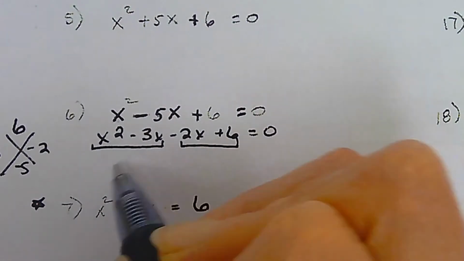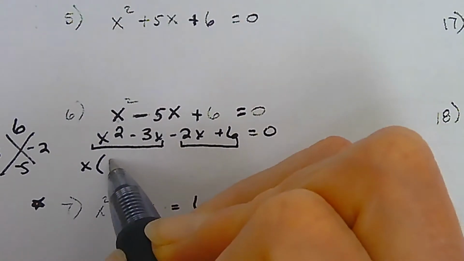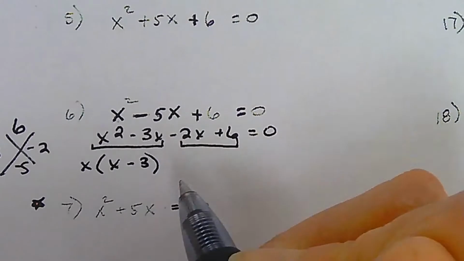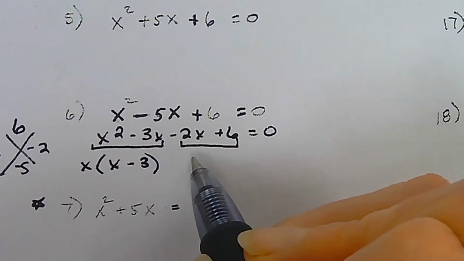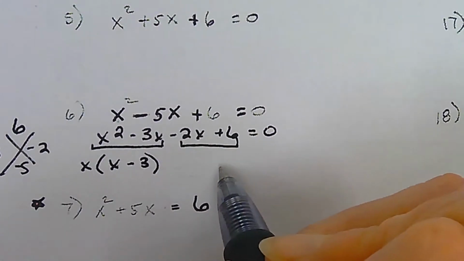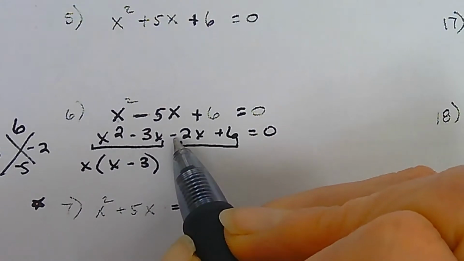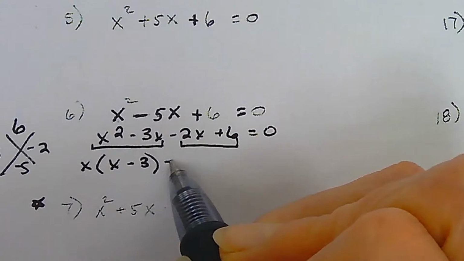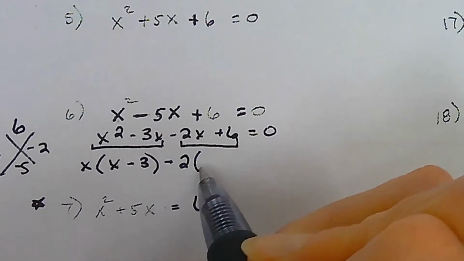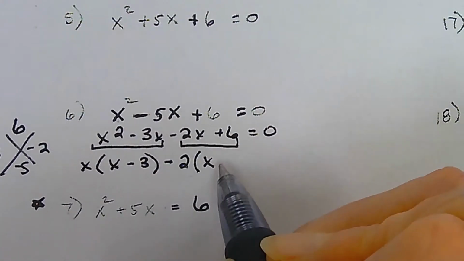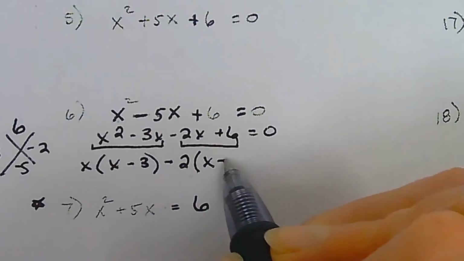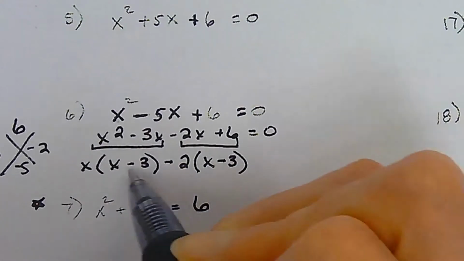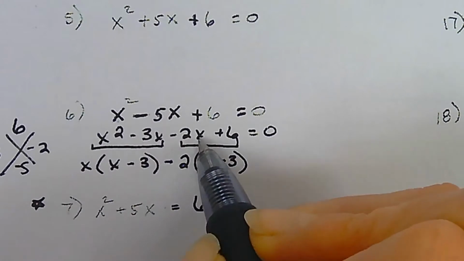The greatest common factor here would be x. I'm left with x minus 3 here. Now I need to get an x minus 3 over here, and I have a minus right here. I will pull out a minus factor, minus 2. And what's left is x, and then negative 2 times x minus 3, and we have a matching binomial. So I pulled out a negative 2.